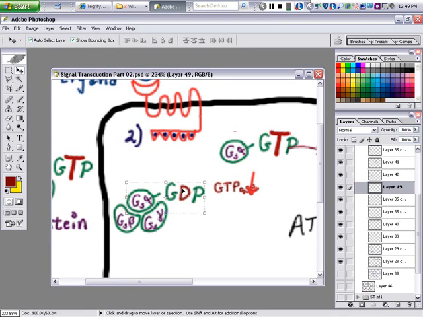Make sense? So that's how you get more cyclic AMP. And that cyclic AMP is going to eventually lead to a higher heart rate and a stronger heartbeat.